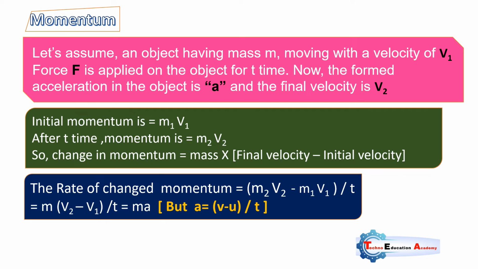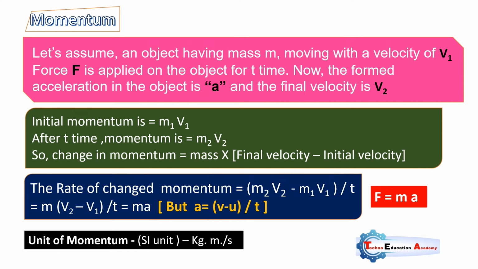The unit of velocity is meter per second and the unit of acceleration is meter per second squared. So meter per second divided by time means meter per second squared. So it's acceleration. So put in the value. Here we can prove, or we will derive, the equation of force F equal to ma. The unit of momentum in SI is kg meter per second.